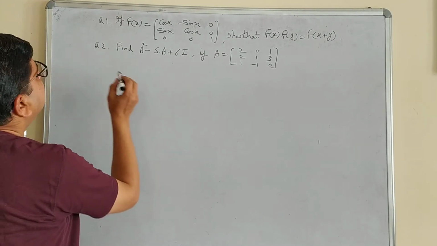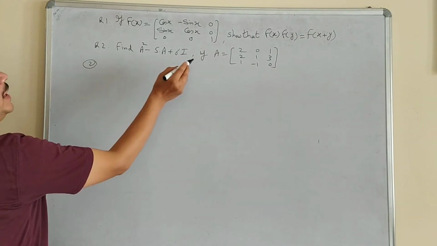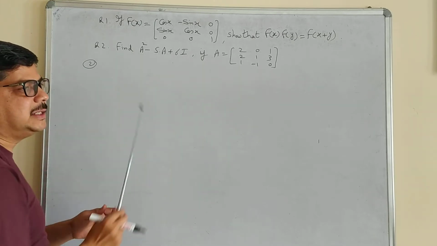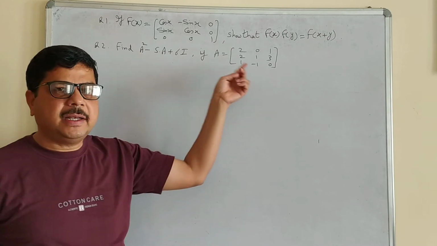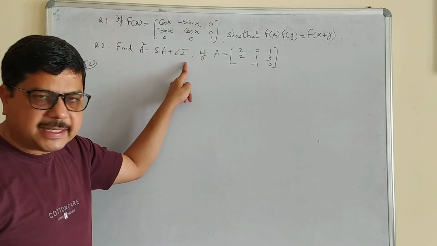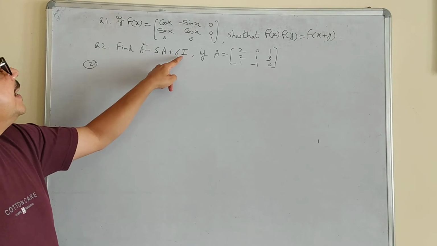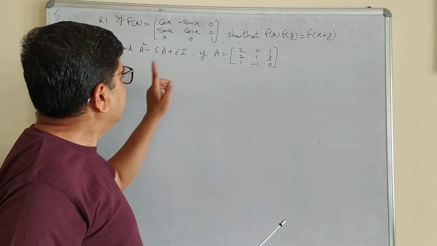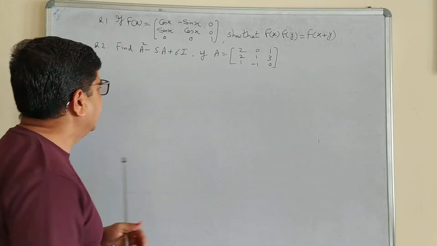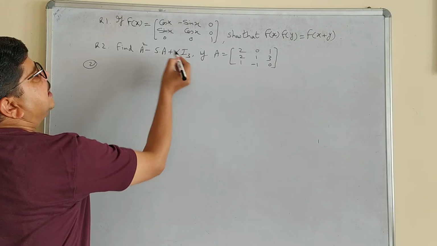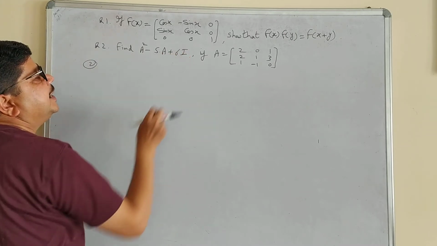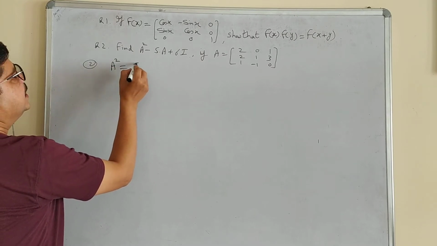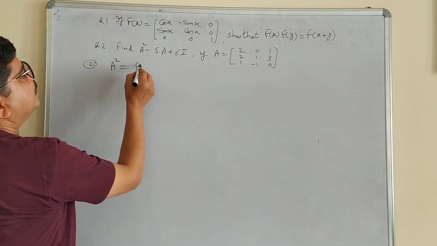In question number 2, we have to find a square minus 5a plus 6i if a is given this. Now when only matrix A is given and we are going to find the value of this expression, then it is understood that I will be of the same order, of the order 3 by 3, whether it is given in the question or not. There may be written like this, I3. I3 means I is the identity matrix of order 3 by 3. So first we will find a square, that is a into a.